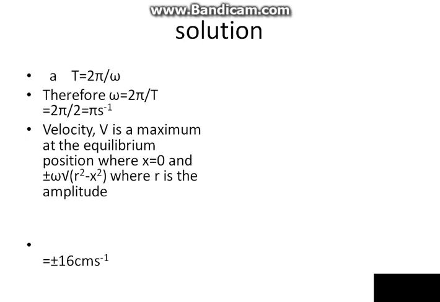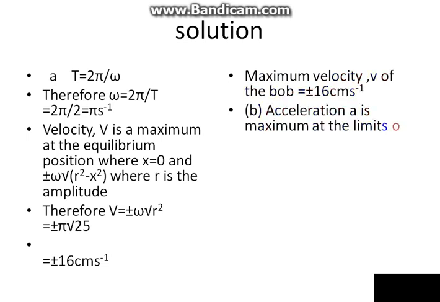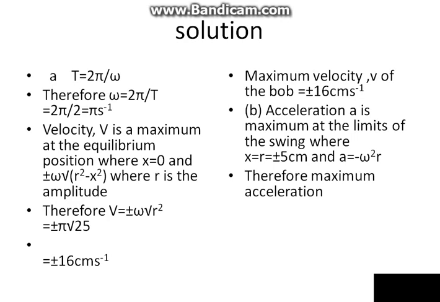Maximum velocity v of the bulb is ±16 cm per second. B. Acceleration a is maximum at the limit of the swing, where x = r = ±5 cm, and a = −ω²r. Therefore, maximum acceleration a max equals −ω² times 5 cm per second squared, which is −π² times 5, equals 50 cm per second squared.